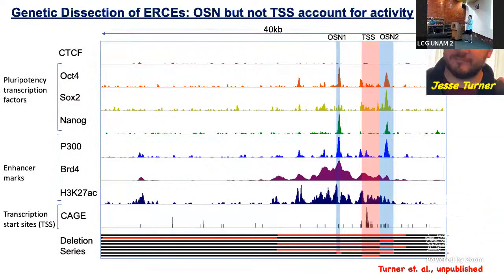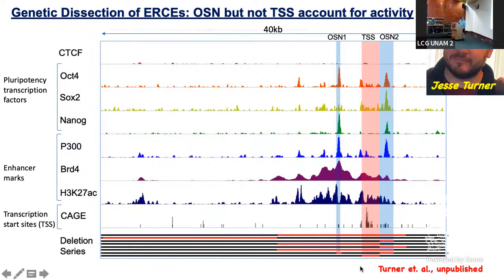trying to make the smallest deletions possible that contain the activity. So I'm showing one example here. This happens to be one of the biggest deletions that Zhao made, 40 kb, that had, I think, this is the C element. And if you look at tracks of transcription factors, enhancers, et cetera, you can see that the business end looks like it's over here. All the transcription factors and enhancers are here.